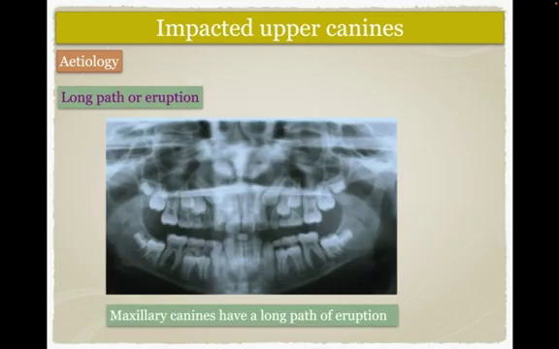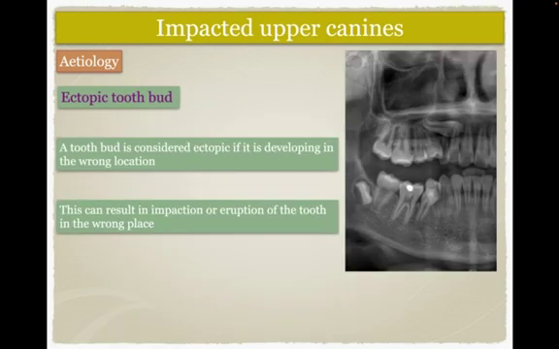Long path of eruption. Now, why is the canine impacted while, for example, the central or the lateral incisors are not? Simply because, one of the theories says, the canine is calcified near the base of the nose, and then it moves all the way down to its position. So that long path of eruption might result in the impaction. The tooth pod itself is ectopic. For example, if the tooth pod itself, instead of forming in the normal position, is formed far away, that results in impaction of the tooth.